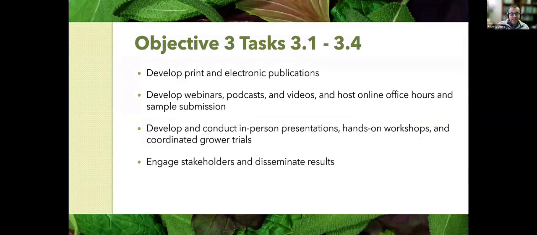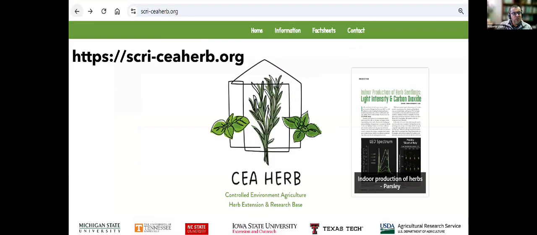We're going to develop lots of different in-person presentations, workshops, and grower trials, and really try to engage with our stakeholders and disseminate the results in a way that they're applicable. So we have developed a website. Again, this website is still in development, but there is currently information on there. And the URL is scri-ceaherb.org.